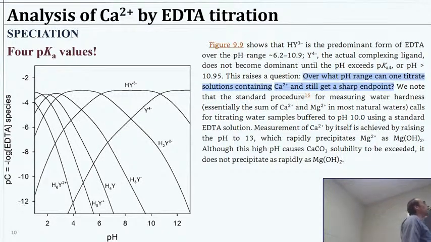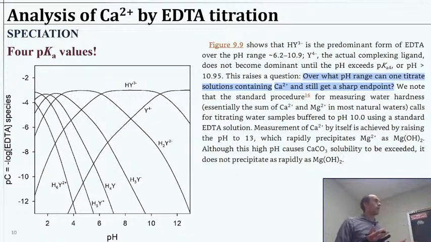So our book says, okay, this figure shows that HY3 minus is predominant at the range between about 6.2 to 11-ish. And the Y4 minus, so EDTA 4 minus, which is actually the complexing ligand, does not become dominant until the pH exceeds about 10.95.